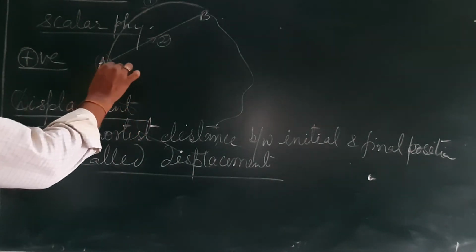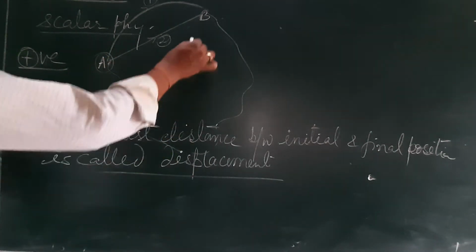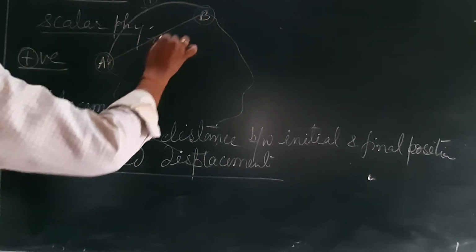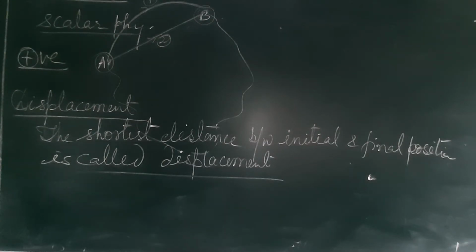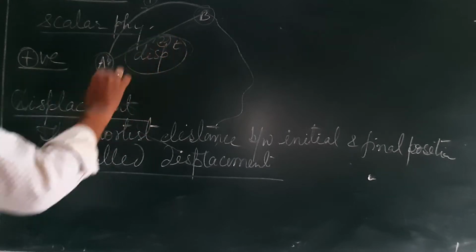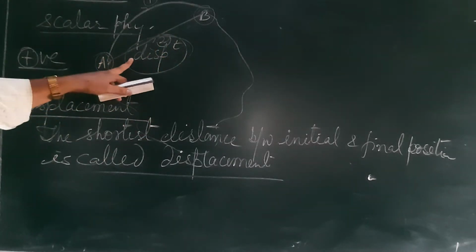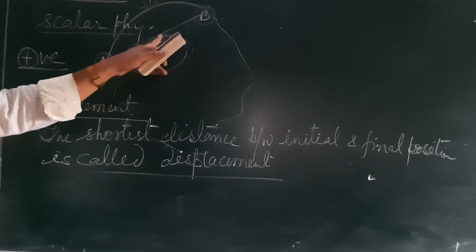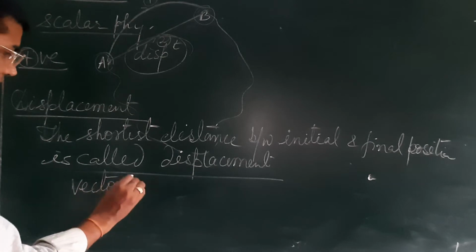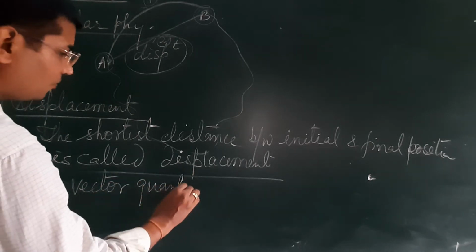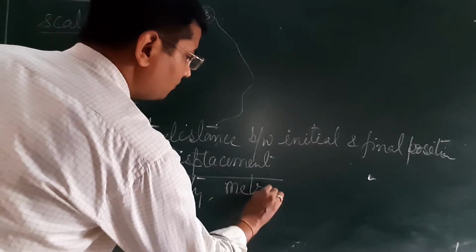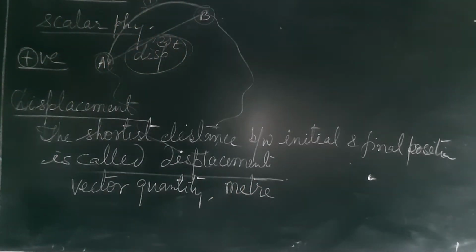Means in this case, the starting position was A and final position was B. So what about the shortest distance? The straight line joining these 2 points will be the displacement. Means this is the displacement. You are seeing that in displacement, magnitude and direction both are present. So displacement is a vector quantity, and having SI unit similar to the unit of distance, that is meter.